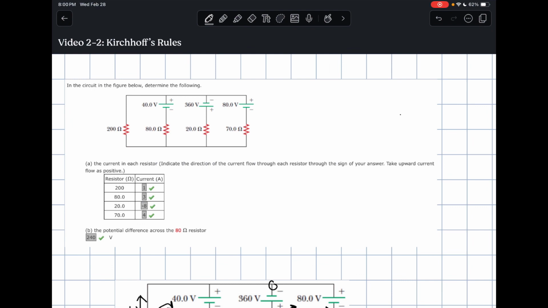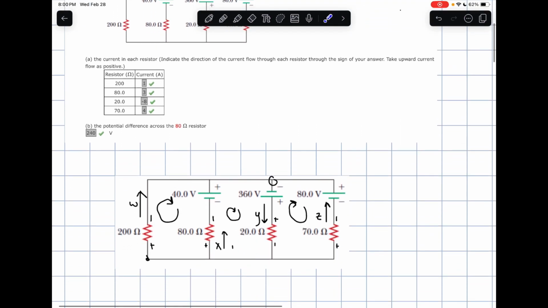To start, let's draw a diagram and determine which ways our current is flowing. As you can see, I copy and pasted a picture from the diagram above. In this case, I had current W flowing upwards, current X flowing upwards, current Y flowing downwards, and current Z flowing upwards. You may ask, why did I choose these directions?